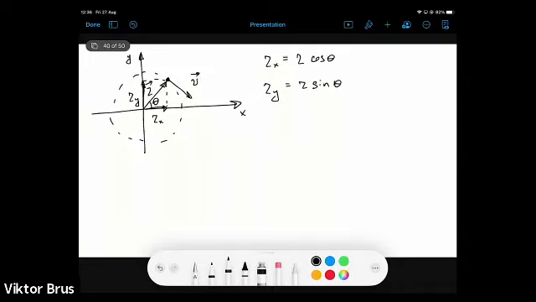We also, let's write here, define that this is uniform. This is important. Uniform circular motion. So the absolute value of the velocity vector is constant.